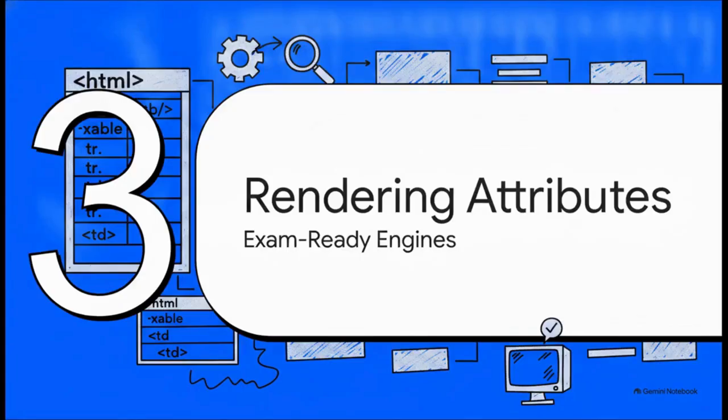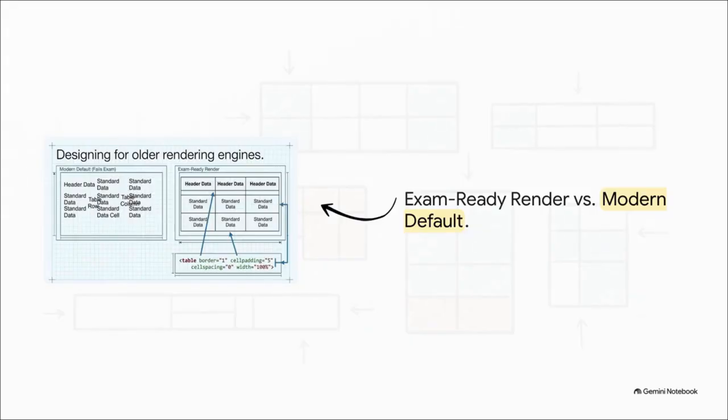All right, part 3. Attributes for perfect rendering, designing for older engines. Okay, look closely at the modern default on the left. If you just type a plain old table tag today, modern browsers will actually strip out the borders, leaving you with this confusing, floating jumble of text. And here's the kicker, relying on that modern default will literally fail you on the exam. Older grading engines don't like it.